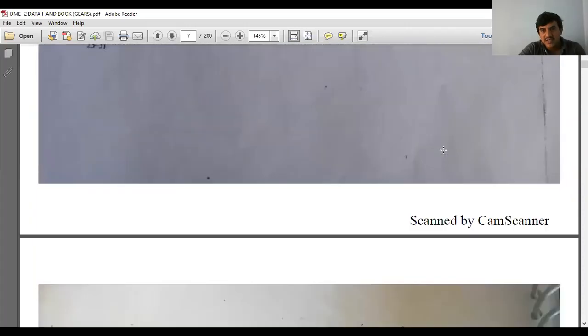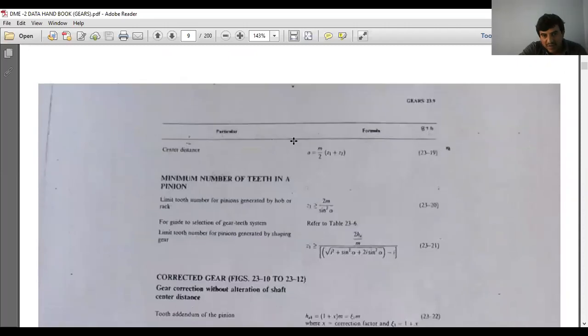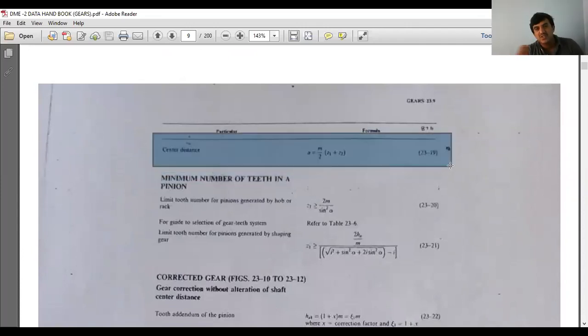In 23.19, instead of diameter, it is given in terms of the number of teeth and module. Center distance A is equal to m by 2 into (z1 plus z2). I think it is visible. Please check. This is the center distance formula.